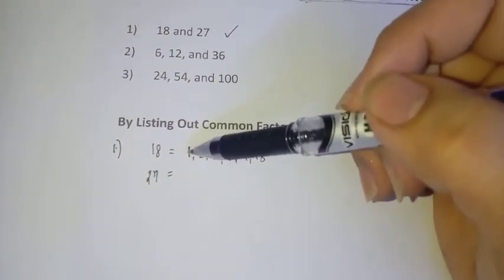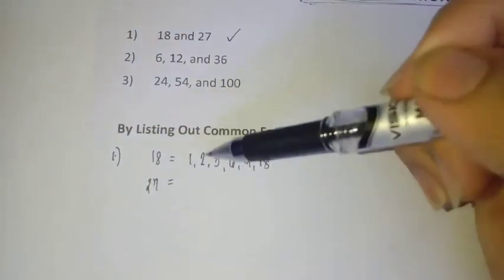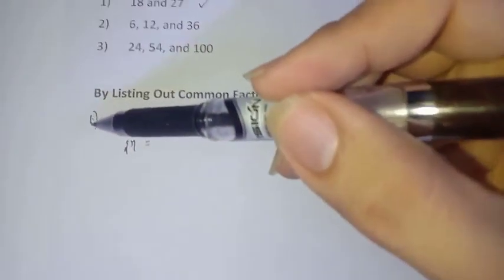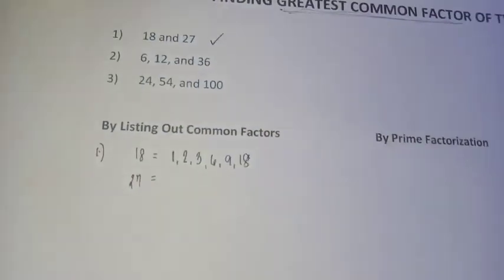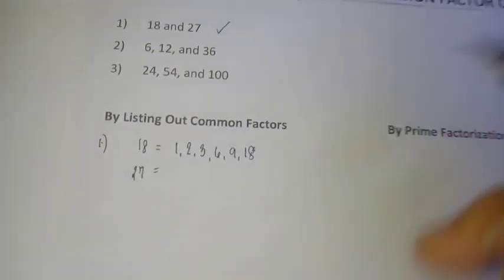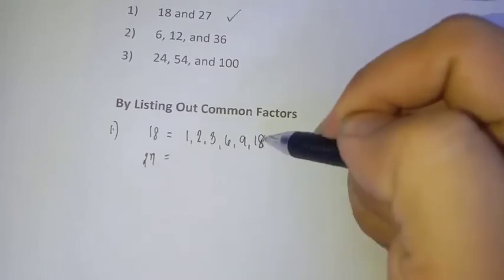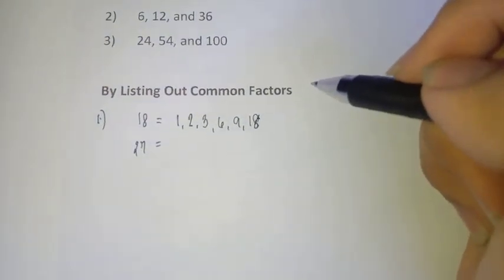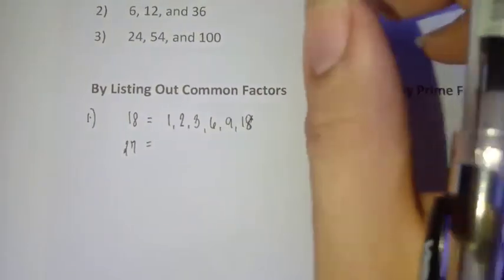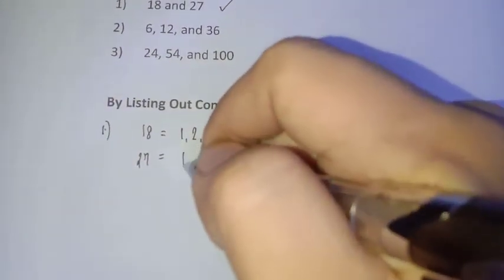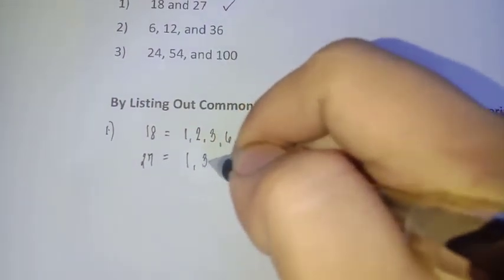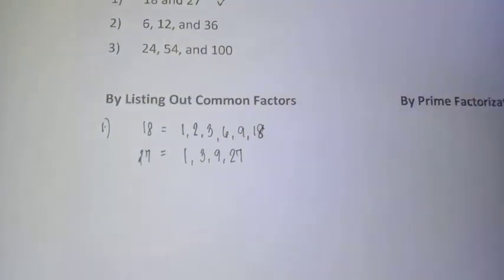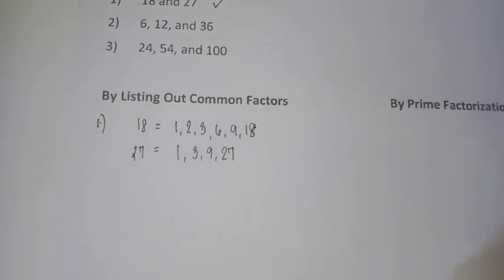1 is divisible by 18. 2, 3, 6, 9, and 18 is also divisible by this number, which is 18, without getting any remainder. So let's proceed to the second number, which is 27. So ano kaya yung mga factors ng 27? We have 1, we have 3, we have 9, and we have 27.